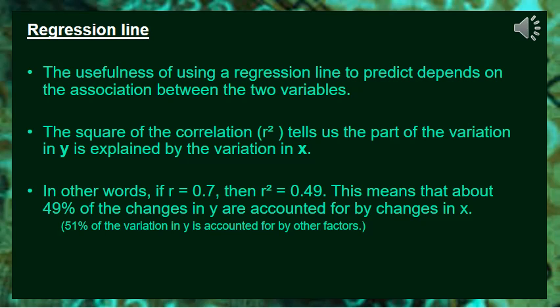So in order to find what percentage of the variation in the response variable is explained by the variation in the explanatory variable, I will use a very simple formula, which is r squared. So for example, if r is 0.7, which is a positive correlation, medium, r squared will be 0.49. This is 49%. This would mean that 49% of the changes in the response variable, y, are influenced by changes in x, the explanatory variable.